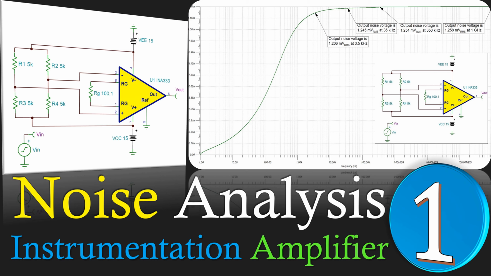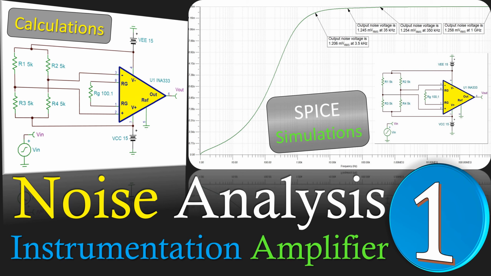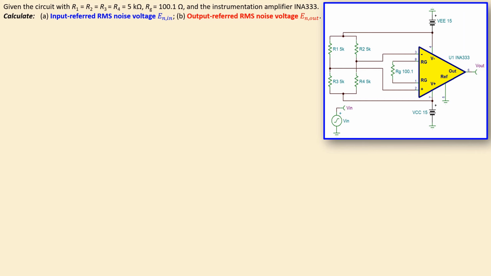In this example number 1, we will discuss the instrumentation amplifier and we will work out the noise analysis for a circuit. And again, we will look at our calculations step by step and verify these in SPICE simulations. So we have the following circuit given.